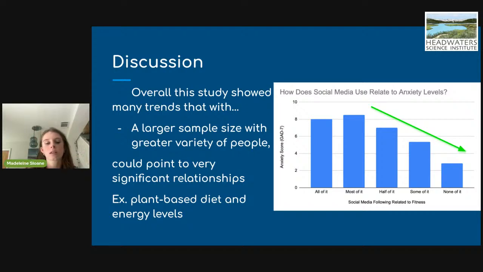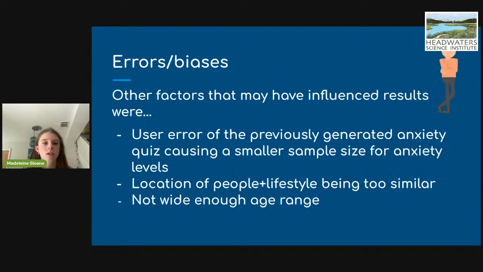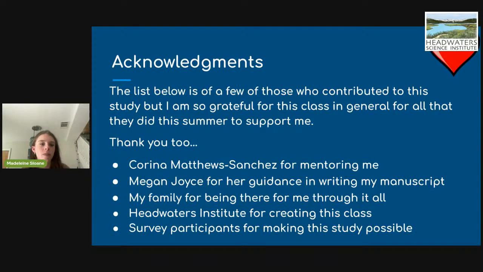The p-value wasn't small enough to show a relationship, but it did show that there could be one with more research. Other factors that could have influenced results were some user error on a previously generated anxiety quiz, the one that we used. That caused a smaller sample size for that variable. And then, like I said, the location of people and their lifestyle being really similar. I also didn't have a super wide age range, since my age range started at 14. If I was able to target a younger age group, I think I would have seen maybe a little bit different results than what I saw.